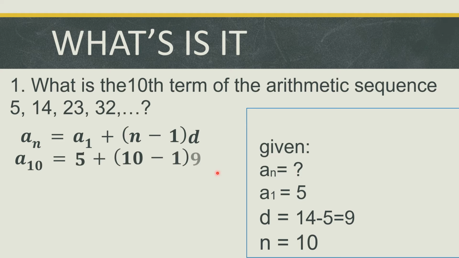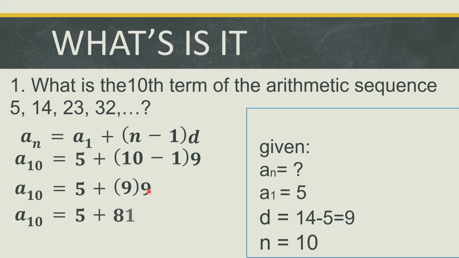Then next, we need to substitute the given. a sub 1 is 5, n is 10, and d is 9. By simplifying, 10 minus 1 is 9, and 9 times 9 is equal to 81, and 81 plus the first term, or 5, is equal to 86. So it means the 10th term of this sequence is equal to 86.